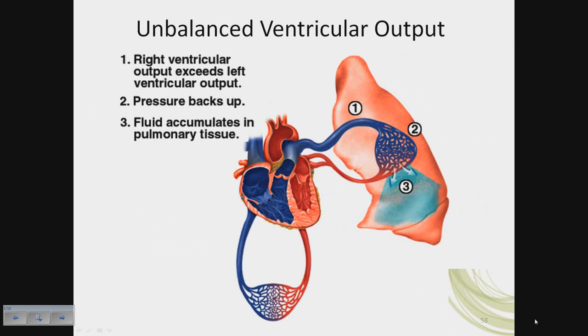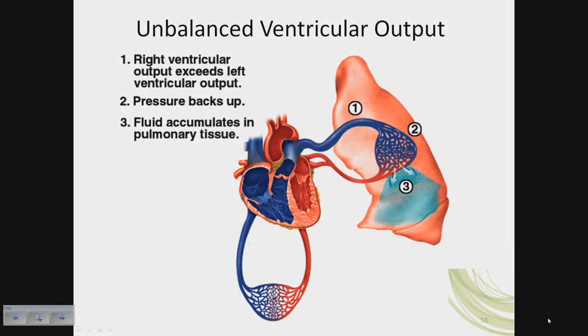So here is a picture to demonstrate what I mean by unbalanced ventricular output, heart failure. Now, depending on which side of the heart is failing, is it the right ventricle or is it the left ventricle? That will dictate where we're going to see the edema. Let me explain. Okay, so let's talk about unbalanced ventricular output. In my previous example, I talked about the right side of the heart failing. Well, in this example, let's talk about the left side of the heart failing.